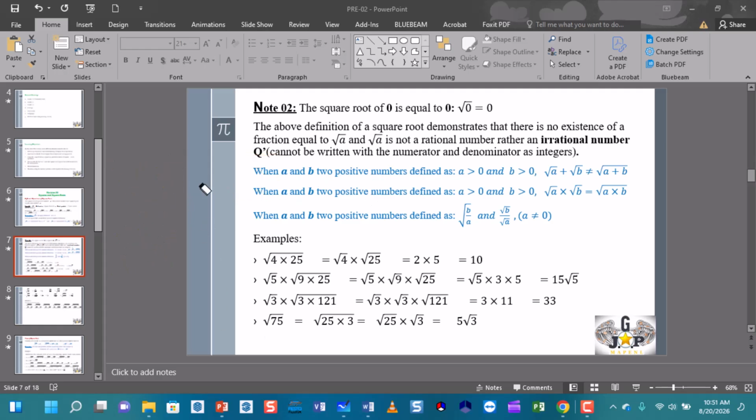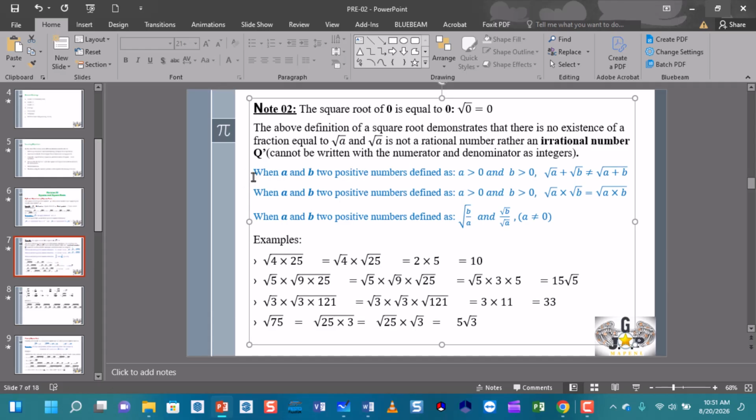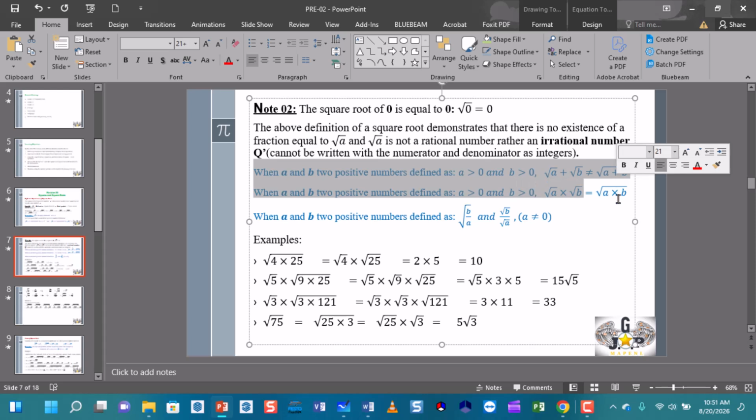And then we go ahead. We have here, okay, it says when a and b are two positive numbers defined as a strictly greater than 0 and b greater than 0, and we have square root of a plus square root of b. Remember that this expression is different from square root of a plus b. These are the lines to understand. These are the lines to grasp.